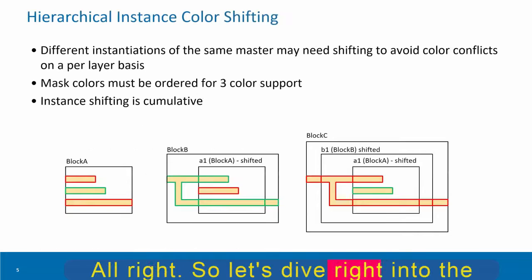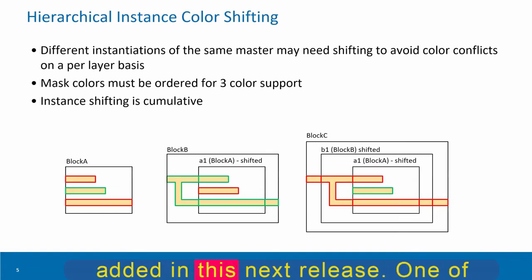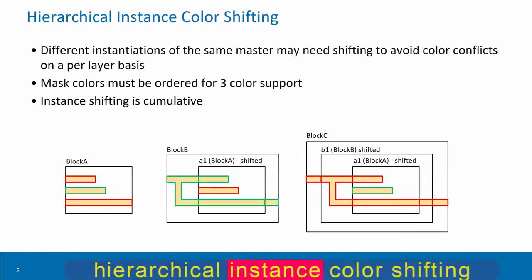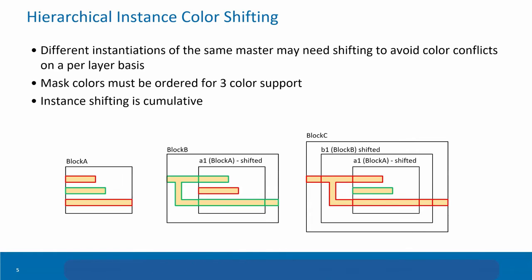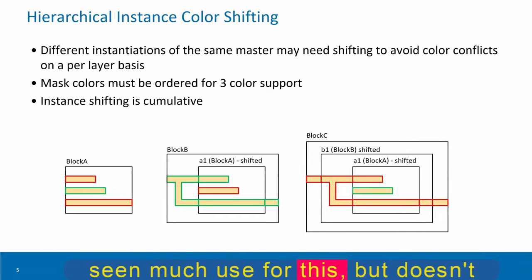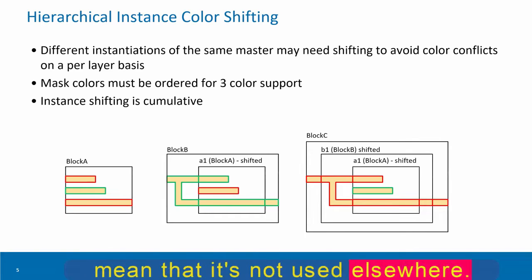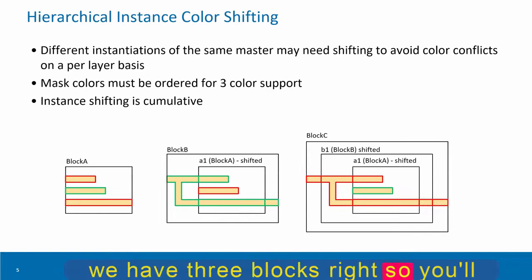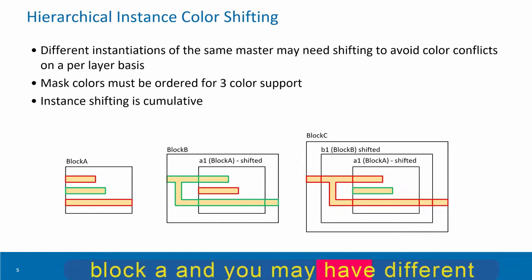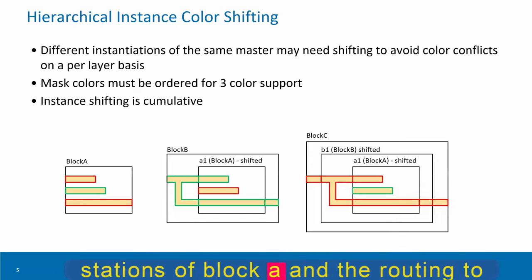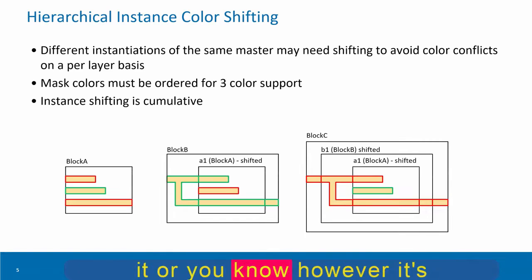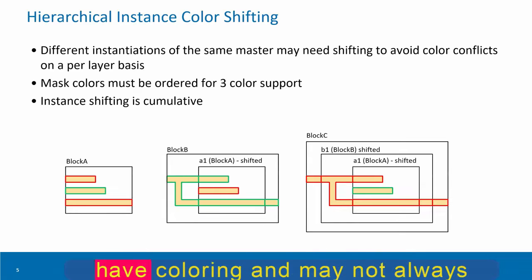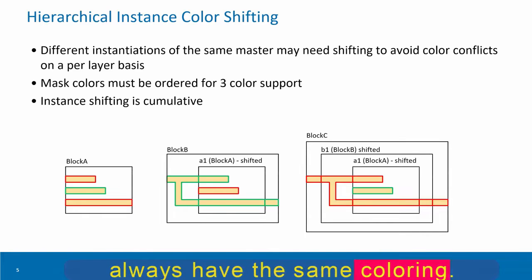All right, so let's dive right into the two new features that are being added in this next release. One of the bigger ones is the hierarchical instance color shifting. Now, we haven't seen much use for this, but that doesn't mean that it's not used elsewhere. The main idea is, you see below, we have three blocks, right? So you have block A, and you may have different instantiations of block A, and the routing to it, or however it's connected on the next level, may have different coloring.